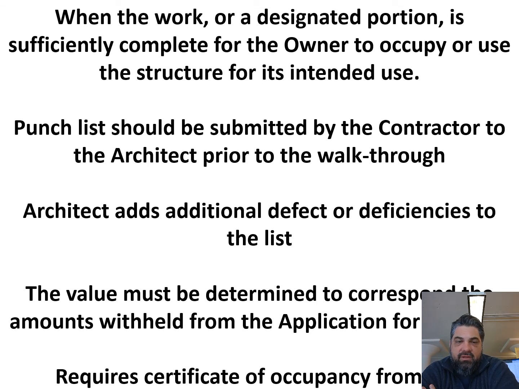And then you will take that punch list and, through your site observations, add additional deficiencies or defects to the list that they need to correct. And then it's up to you to assess a value that corresponds with the incomplete items. And typically what the general conditions state is that you can withhold up to 3 times that determined value out of the application for payment, out of that retainage usually. And so that's important to note.